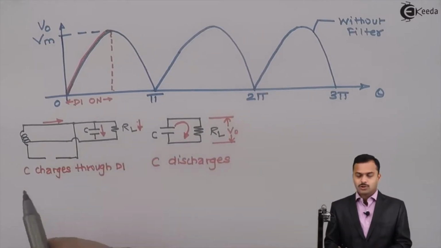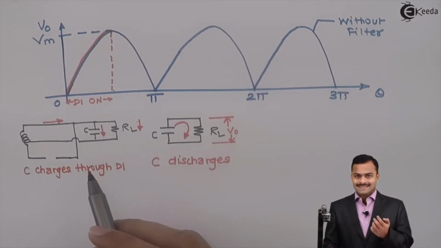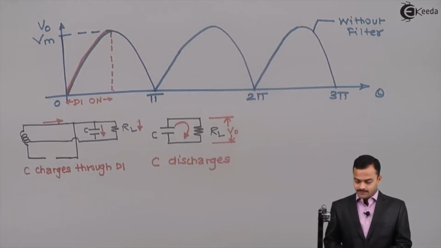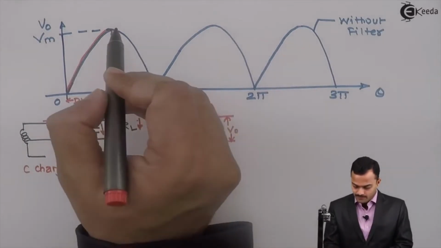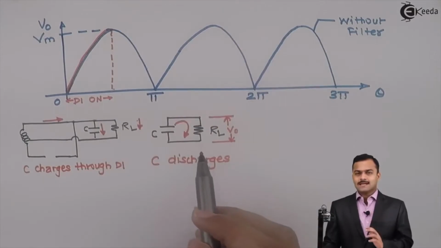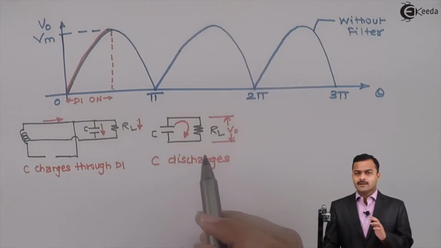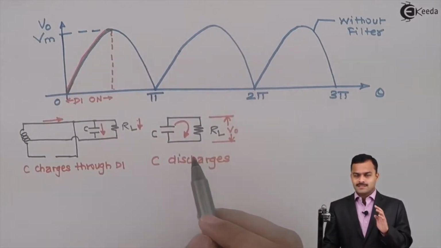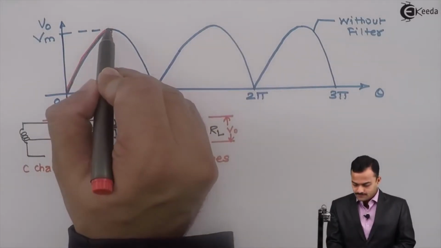Whereas what do you mean by charging? C take current from the supply through D1. This will be continued till the next half cycle. So the waveform will be like this. Discharge time for capacitor is very high. What does that mean? It will discharge and its voltage keep on decreasing slowly.